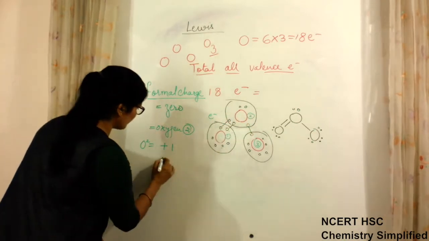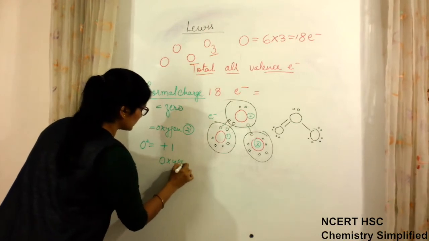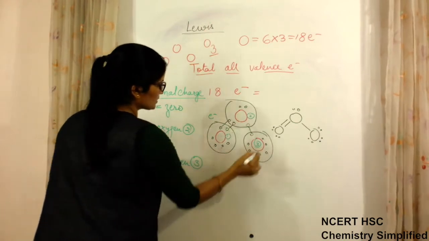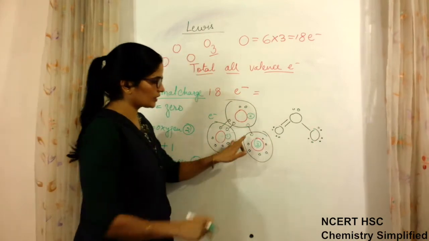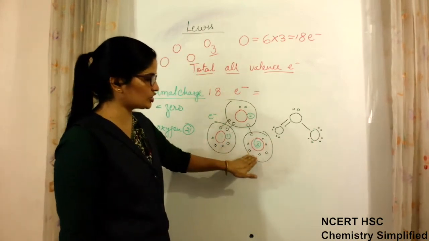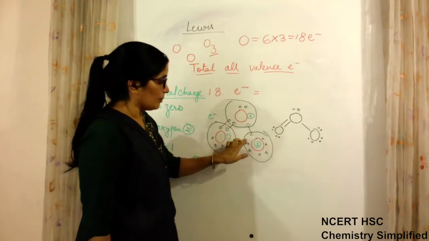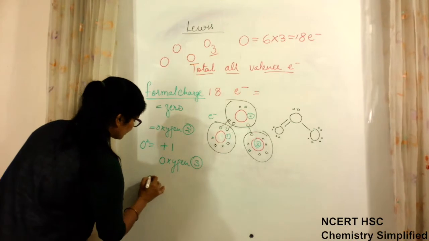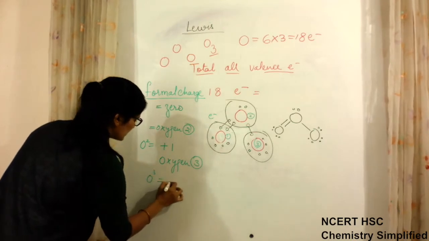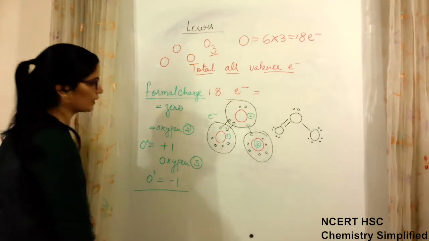Now we come to oxygen atom number 3. This one: 1, 2, 3, 4, 5, 6 and 7. It has 7 electrons placed on it. Actually it should have 6 electrons. So the third oxygen has formal charge minus 1.